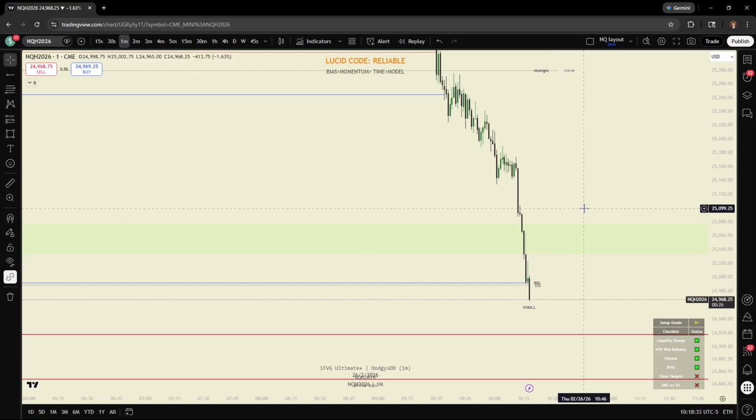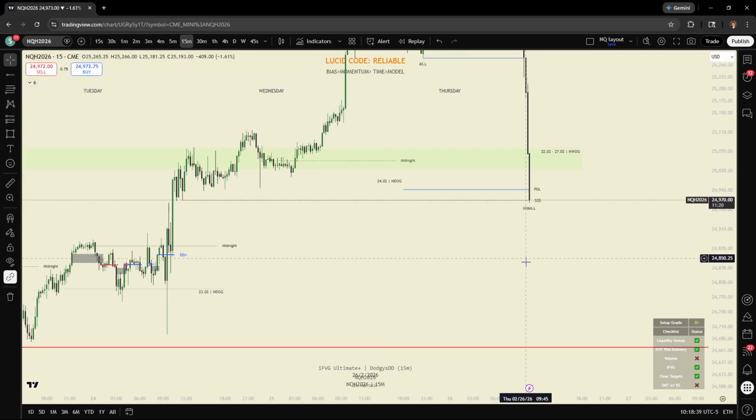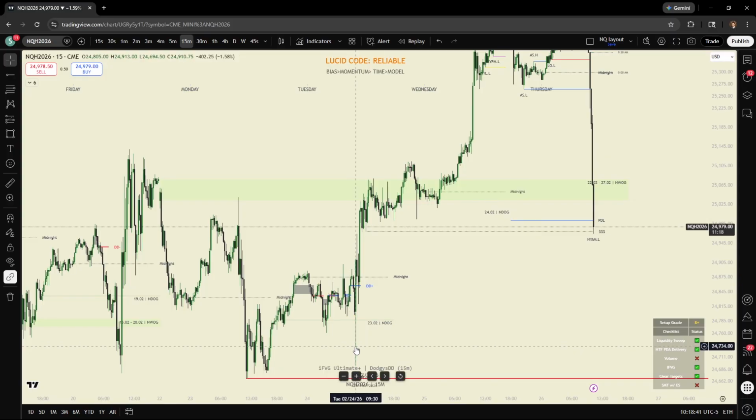Okay, well, there's that low I wanted inside the gap. I don't know if we'll get a bounce anytime soon. Clearly, price is on a mission.